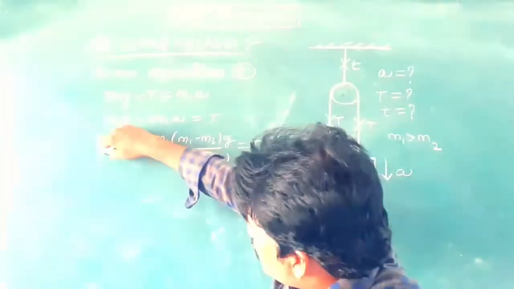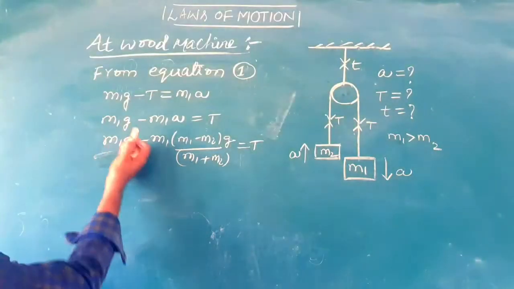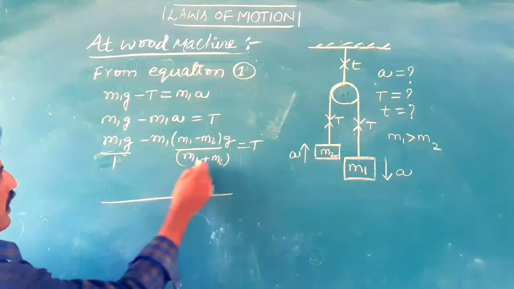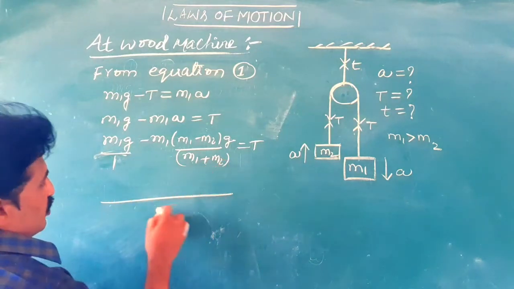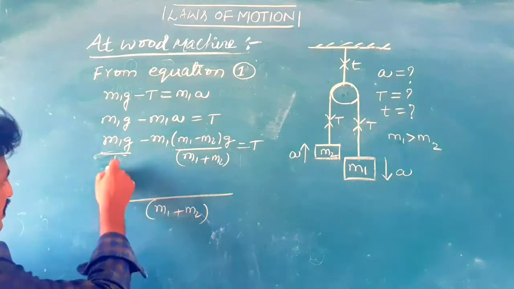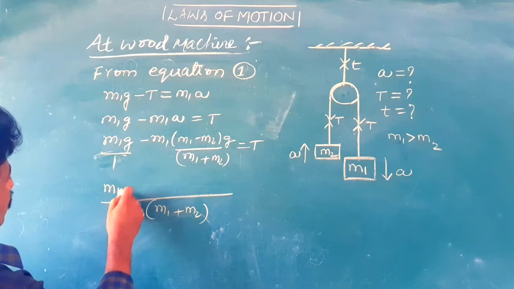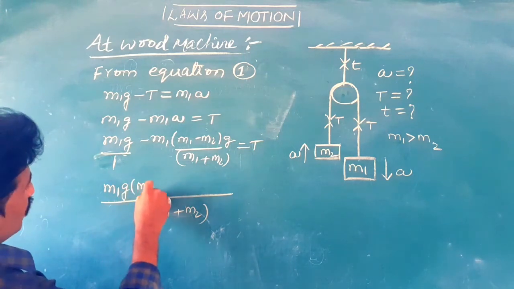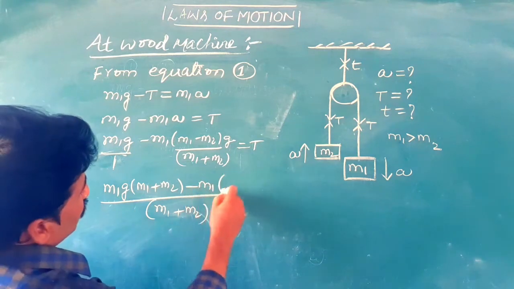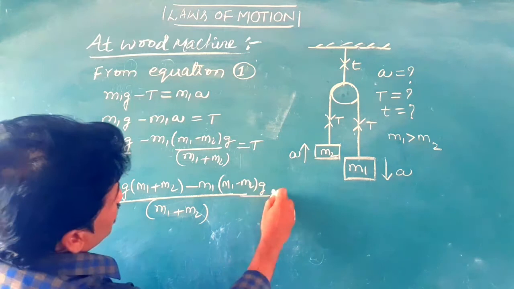Now assuming the denominator is 1, then taking the LCM of 1 and m1 plus m2, we get the LCM as m1 plus m2, because this is 1, m1 plus m2 into 1. So by simplifying it, m1g times (m1 plus m2) minus m1 times (m1 minus m2) g is equal to T.